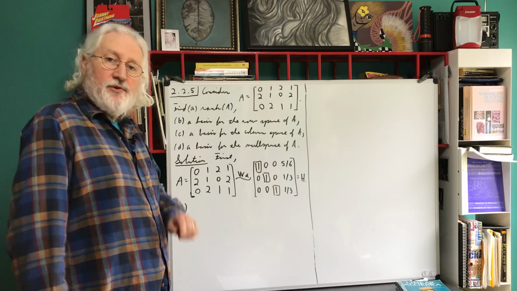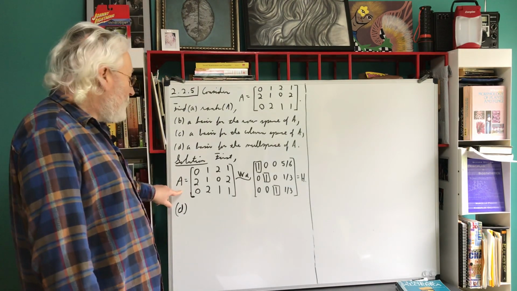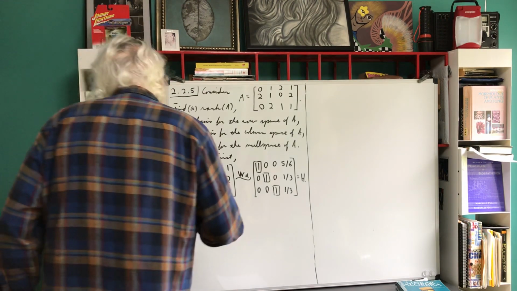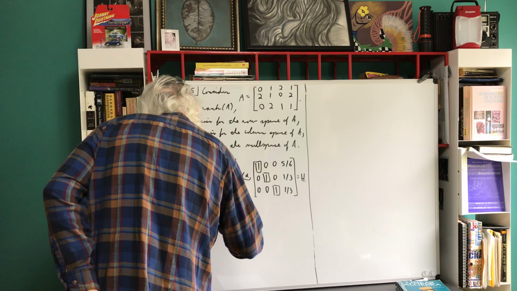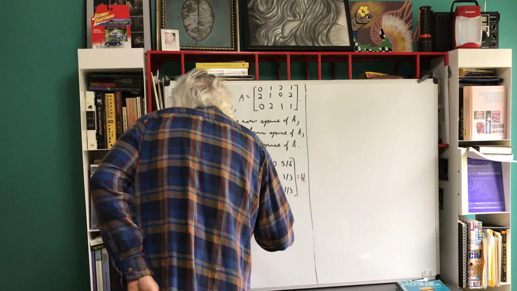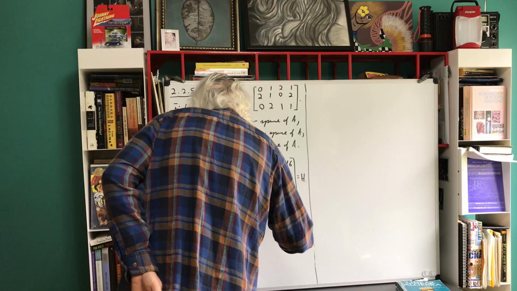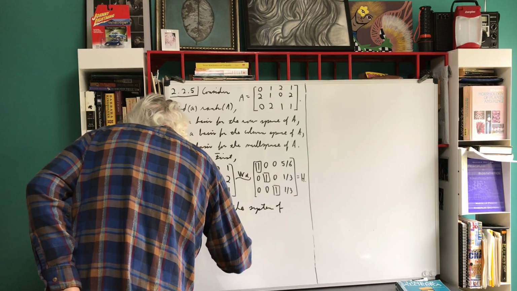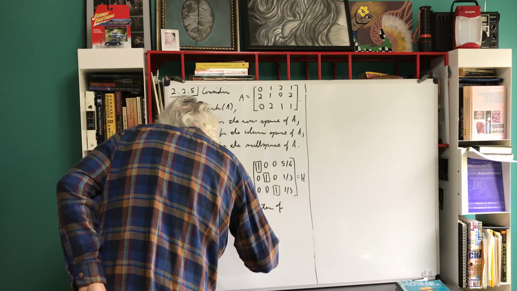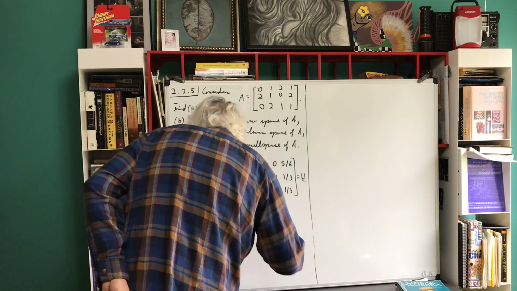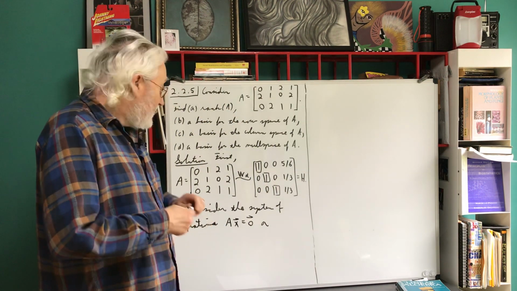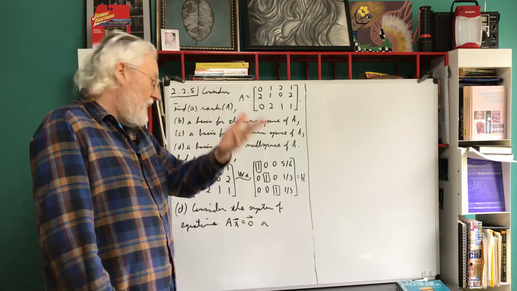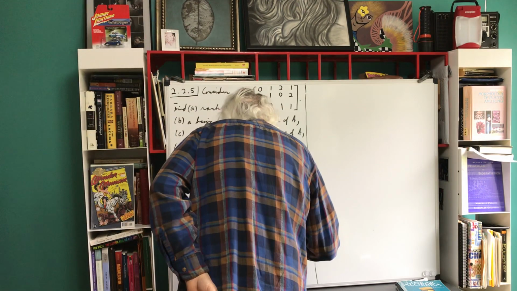Okay, we'll finish up 2.2.5. We've got matrix A. We want a basis for the null space of A. So what we do is we consider the system of equations of the form AX equals 0. All right, so the null space is the collection of all vectors which are mapped by A to the 0 vector.